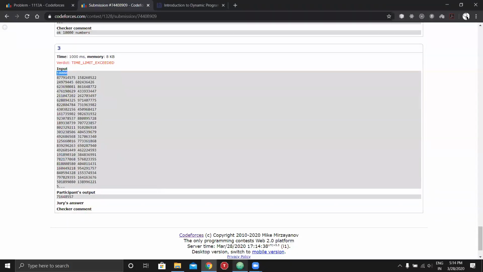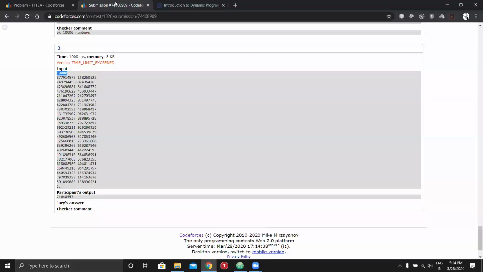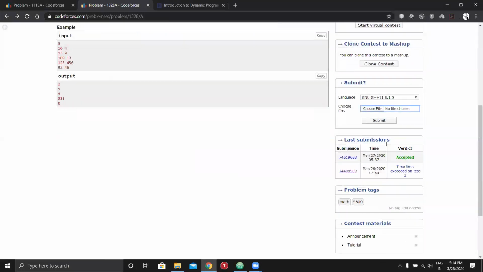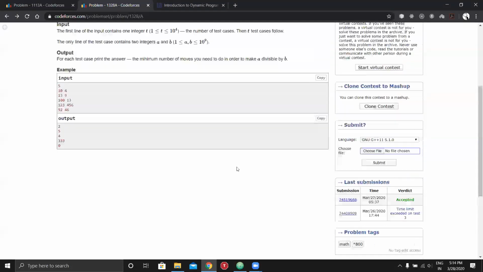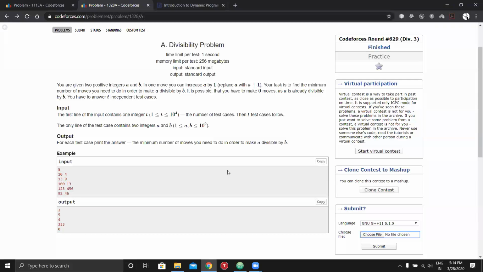Now, the thing with this is where math problems come in. As you can see, this is a math problem, right? It requires 1 second. This has a tag called math. Now that means whenever you see a mathematics problem, there will be a very easy solution to the question, but you have to think a little bit more ahead. You have to form a mathematical equation such that it satisfies the question's solution.